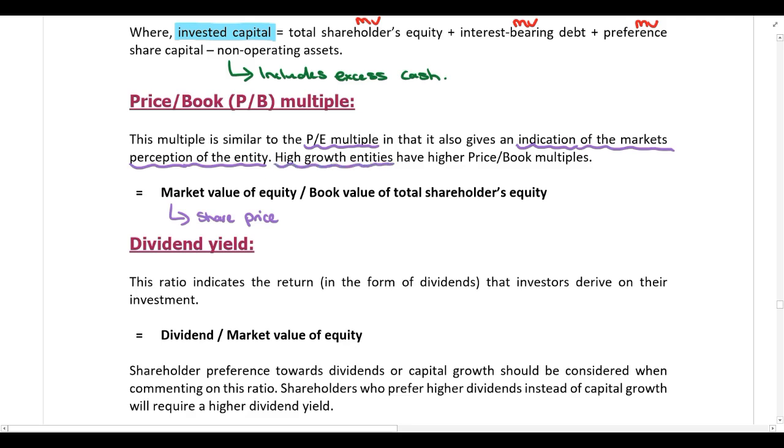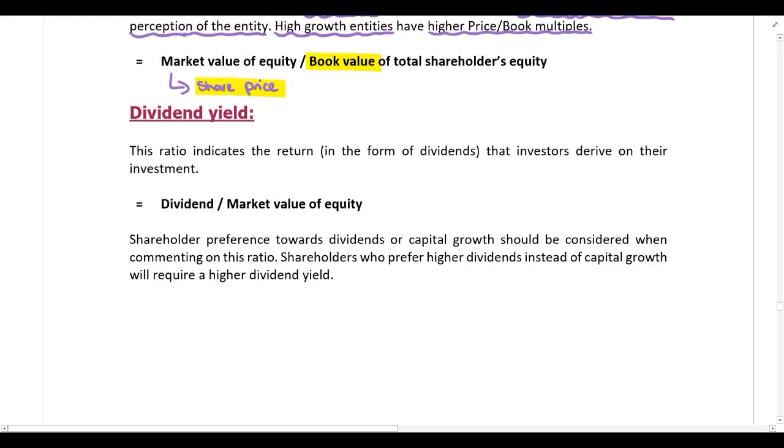High growth entities will have higher price book multiples because, guys, you are comparing the share price, or the market value of equity, to the book value of equity. So obviously, if you have a very high multiple over here, it means that the share price is very high compared to the book value. So a high multiple means high growth prospects, or the market expects that the company will have good future growth prospects, and that's why they are prepared to pay more for the shares in that company. Once again, we can't perform this calculation in our example because there's insufficient information available.